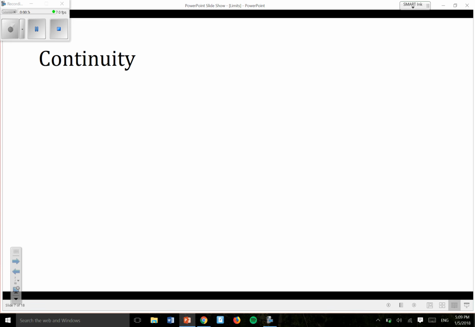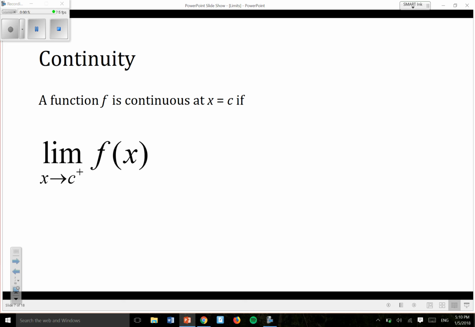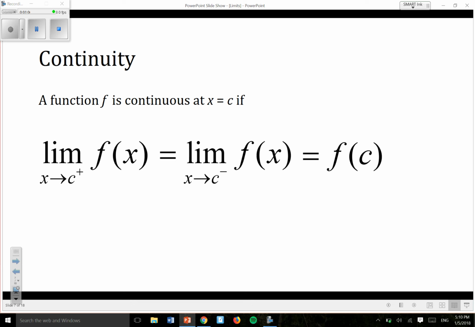We're going to take a look at the limit definition of continuity, which is a much better conceptual understanding of what it really means for a function to be continuous. So we will say that a function f is continuous at some x value equal to c if three things are true. The limit as x goes to c from the right of your function is equal to the limit as x goes to c from the left of your function, which is also equal to your function value at c. This looks like a sort of complicated definition, but conceptually it's pretty straightforward.